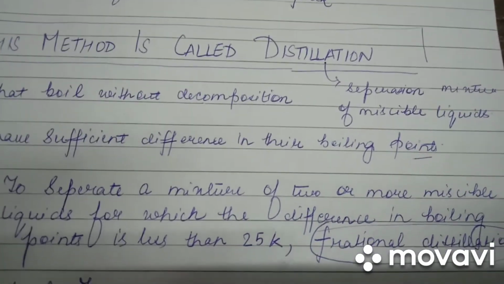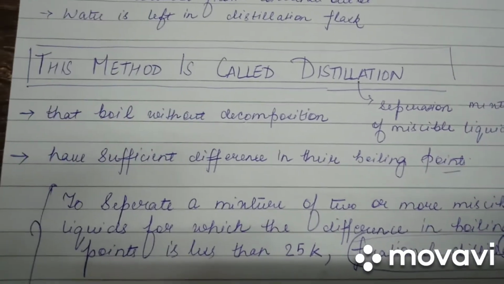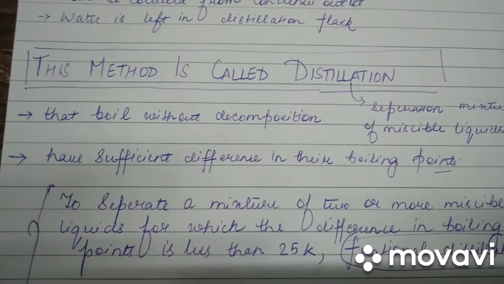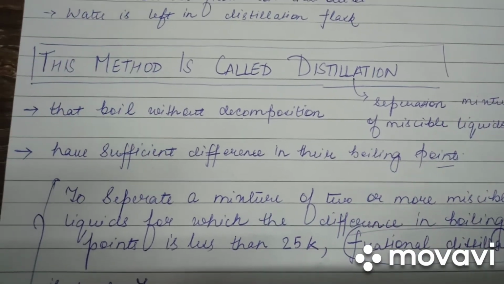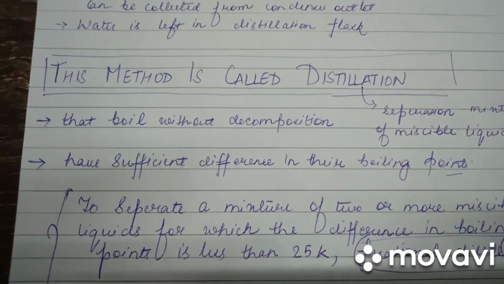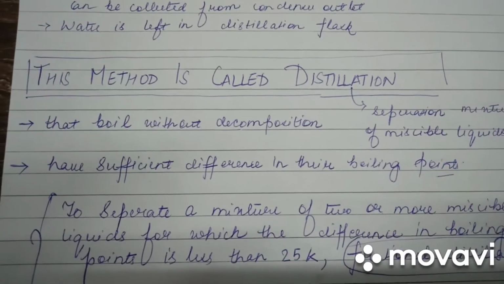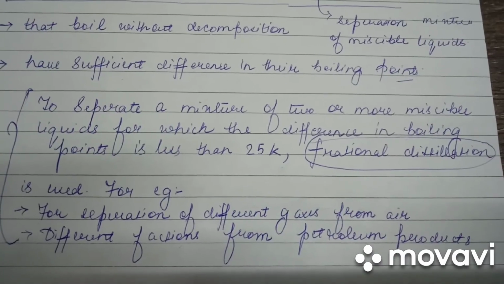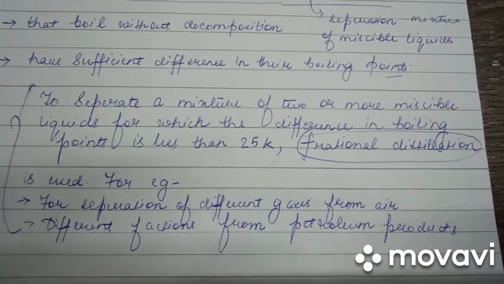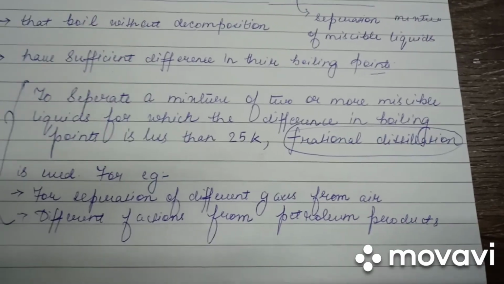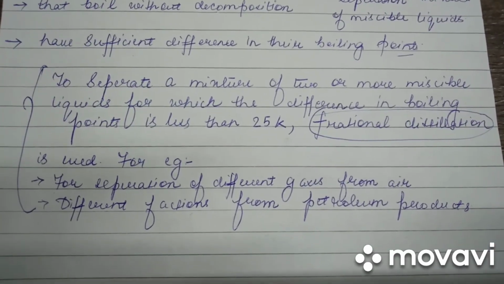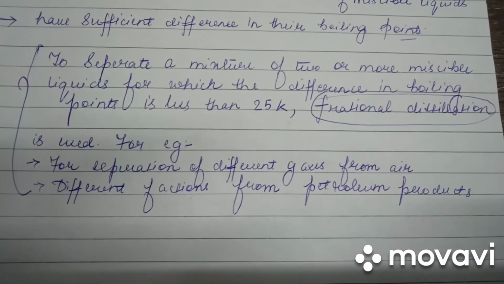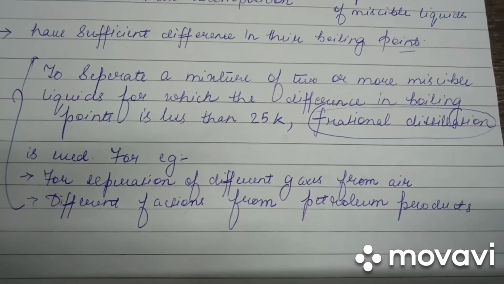Distillation is the separation of a mixture of miscible liquids that boil without decomposition and have sufficient difference in their boiling points. Here, we used a mixture of water and acetone, which have sufficient difference in their boiling points and do not decompose. To separate a mixture of two or more miscible liquids for which the difference in boiling point is less than 25 Kelvin, fractional distillation is used. For example, for separation of different gases from air and different fractions from petroleum products.